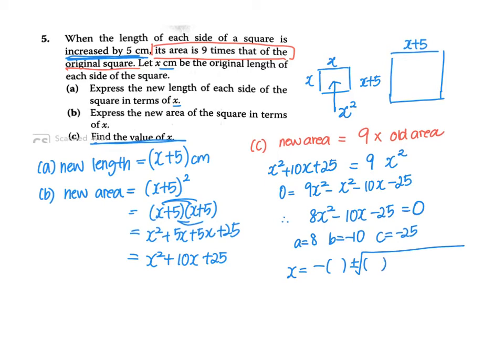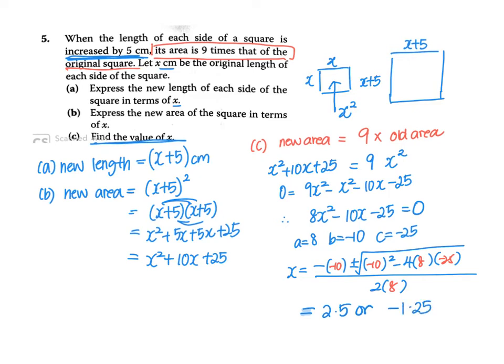Substituting it into our formula, where B is negative 10, A is 8, C is negative 25, and 8. Let's try to calculate the answer. And we get an answer of x equals 2.5 or x equals negative 1.25.